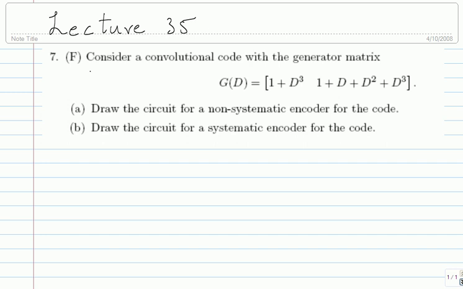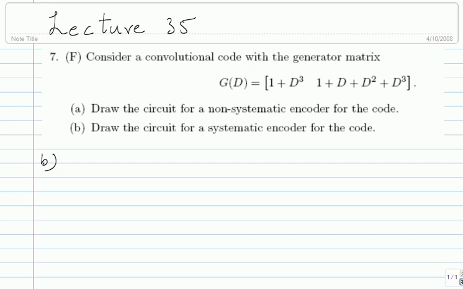Easy enough, simple. Okay, so part A should be very, very trivial, right? How many D flip flops do you need? 3, and then you connect it up. So for part B, you have to change it into systematic form. So what will you do?